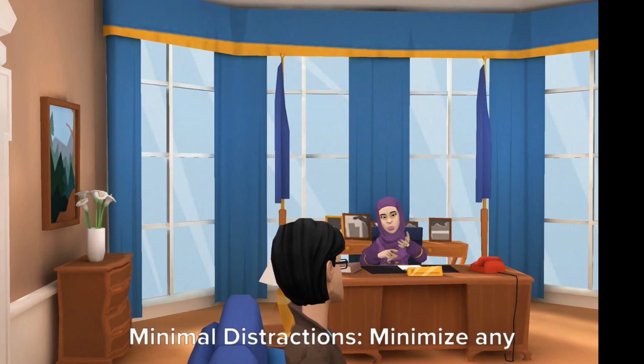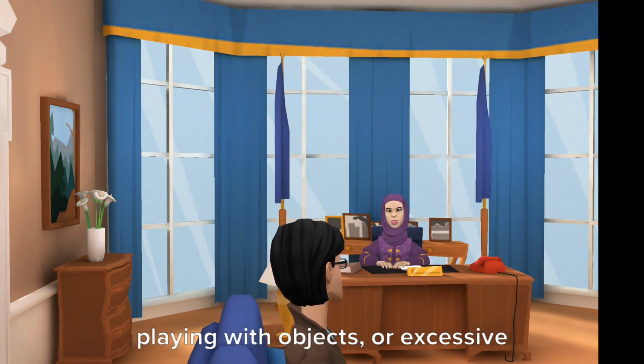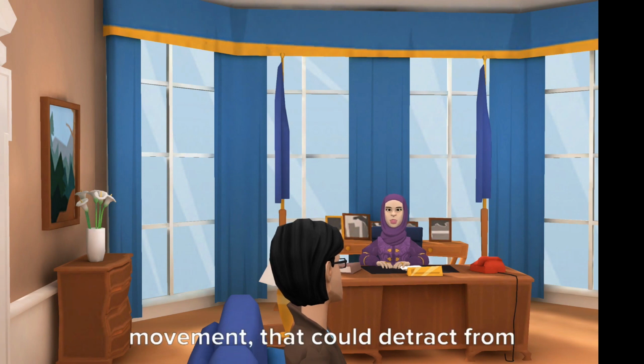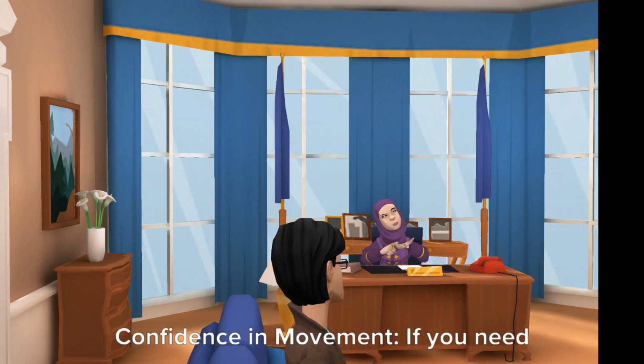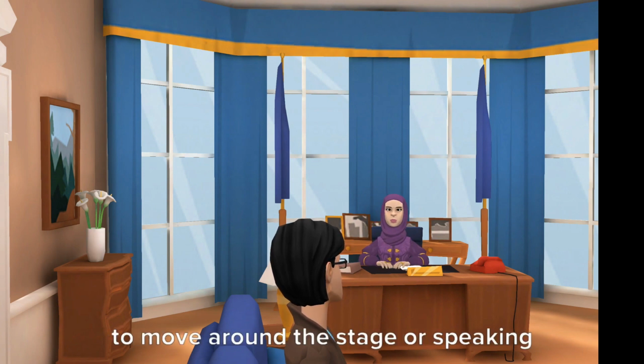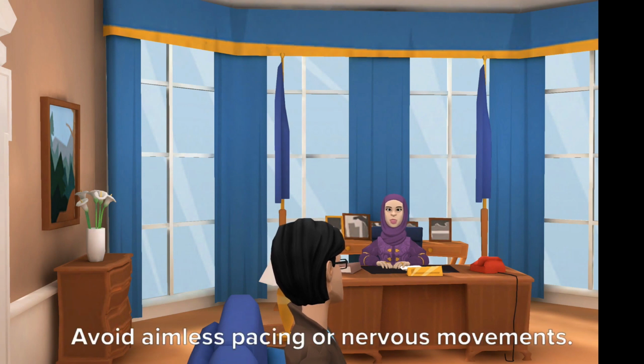10. Minimal distractions. Minimize any potential distractions, such as fidgeting, playing with objects, or excessive movement that could distract from your message. 11. Confidence in movement. If you need to move around the stage or speaking area, do so with purpose and confidence. Avoid aimless pacing or nervous movements.